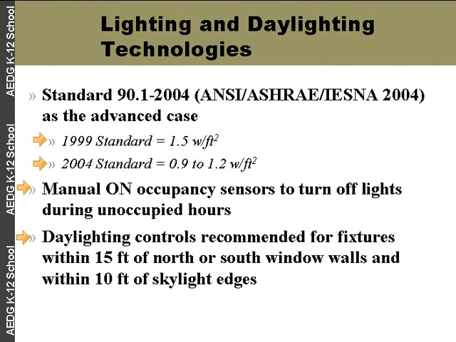Daylight controls: this was one of the first guides where daylighting really became one of the major players of energy savings in the lighting section. Daylighting controls were required for fixtures within 15 feet of the north or south window walls and within 10 feet of a skylight edge.